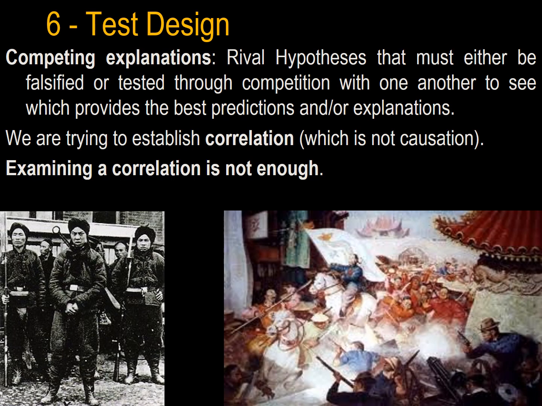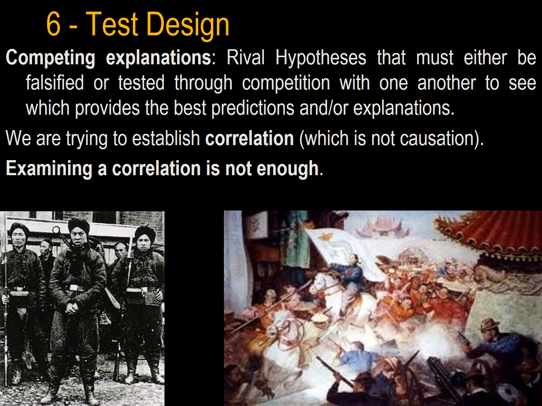Element six of a theory is test design. This is one of the more complicated elements in the social scientific paper. Here we test the different hypotheses. Now it's important to test the competing explanations. Competing explanations are rival hypotheses that must either be falsified or tested through competition with one another to see which provides the best predictions and/or explanations.